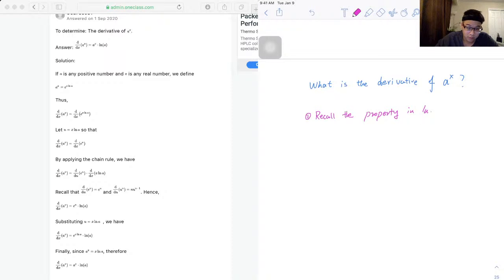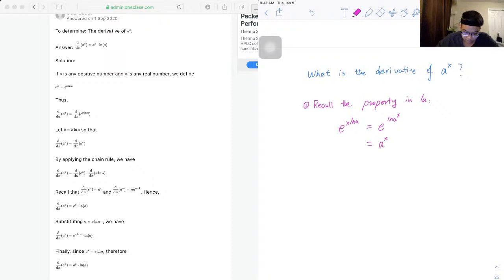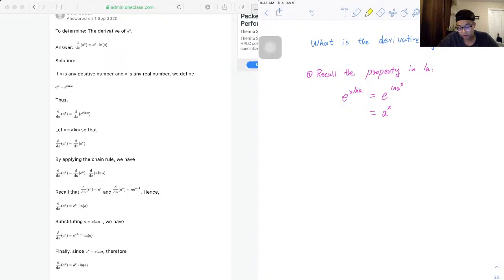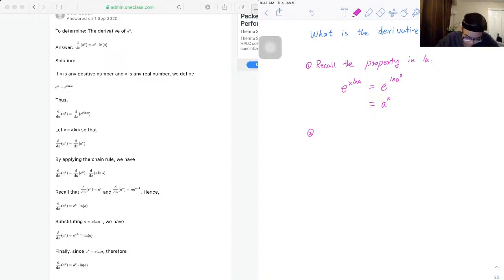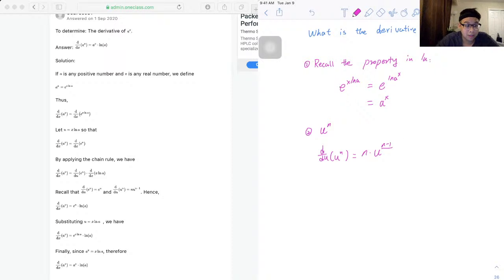Right. So remember, e to the exponent of x times ln a is also equal to e to the exponent of ln a, to the exponent of x, which is equal to a^x. Yep. So e^(x ln a) is just equal to a^x. And the second thing is the derivative: if we have u to the exponent of n and we want to take the derivative of it, this is going to be equal to n times u to the exponent of n minus 1. Yep, as the exponent part. Right. So by knowing these two, let's go back to our question.